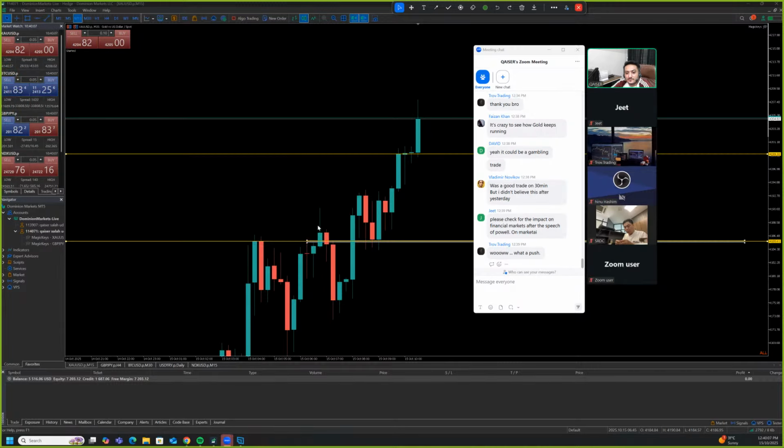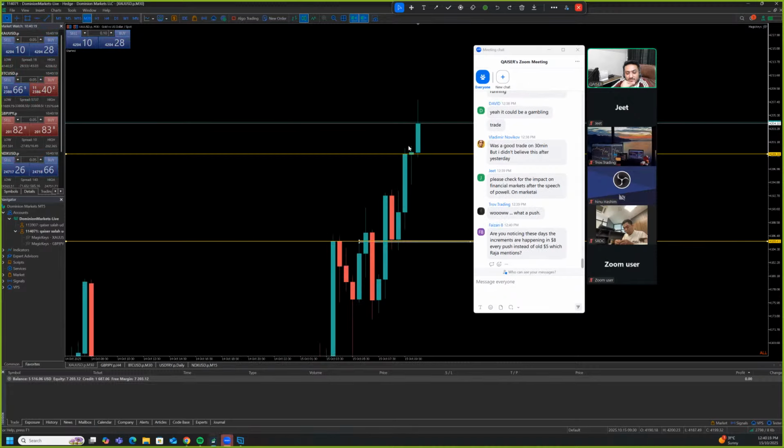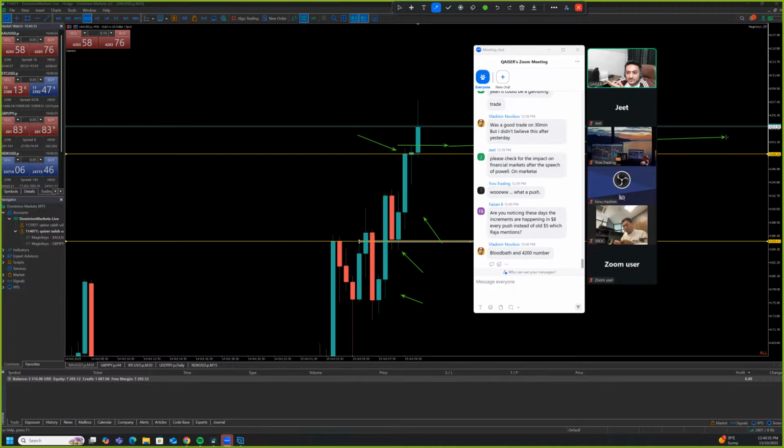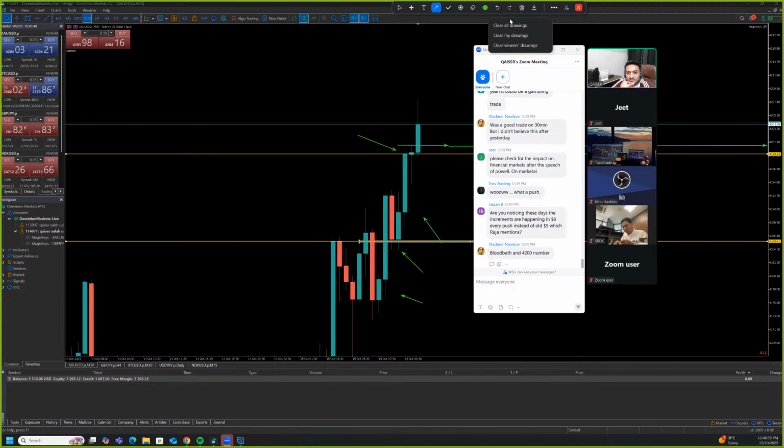Okay, it was a good trade on 30 minutes, but you didn't believe this after yesterday? It's the same structure, impulse entry in trend, but I didn't take it. I keep telling you guys, if this structure prints somewhere here, here, here, I will definitely take a buy, 110%. I'll give my trade a chance. Why did I stop myself from executing on this structure? Just due to the psychological number, because on a psychological number anything can happen.